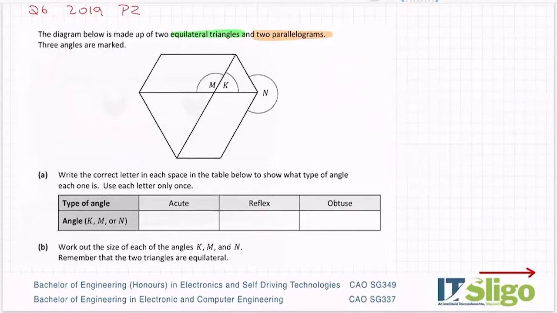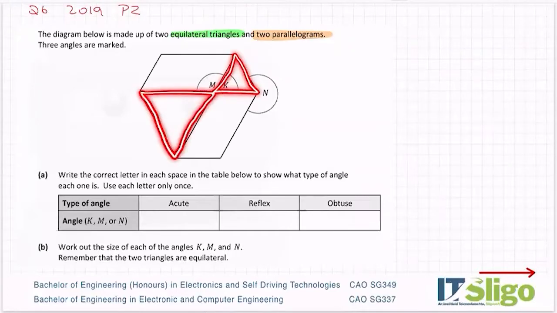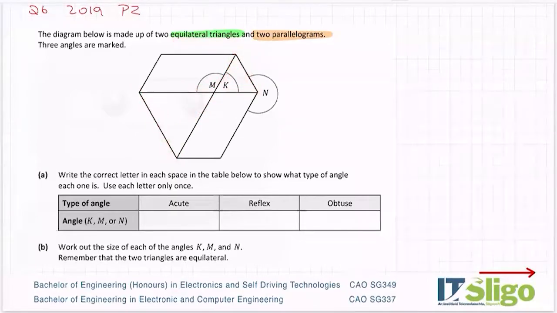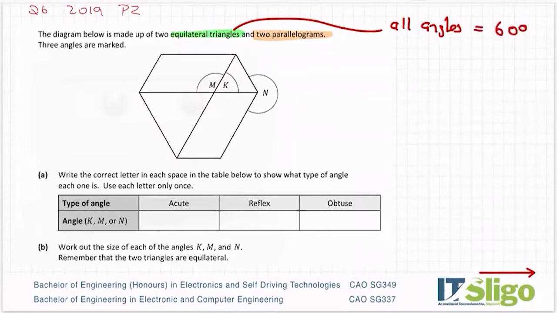So let's have a look at this one. The diagram below is made up of equilateral triangles. So when I look in here, then I'm looking for the triangles. So this must be what's called an equilateral triangle, and so must this one, because they're the only two triangles in it. So they're both equilateral triangles. In other words, their angles are all 60 degrees. Okay, all angles are 60 degrees, okay? Where did I get that? 180 degrees in a triangle divided by 3, and that's where I got my 60 degrees, okay?